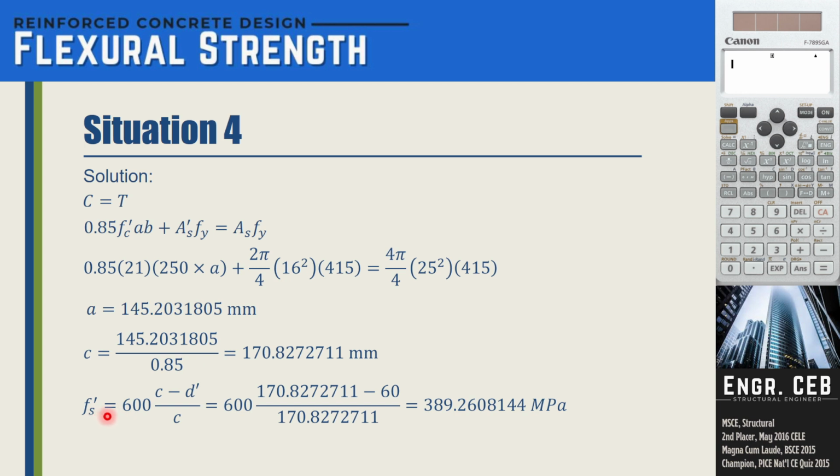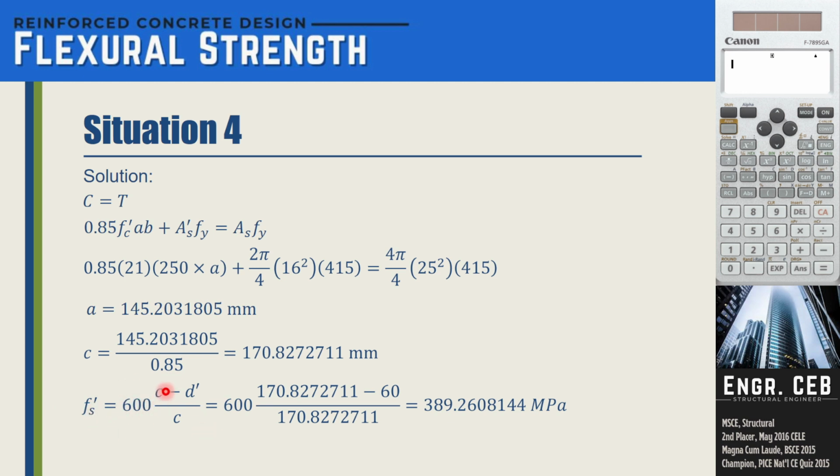Okay? So we can now compute f prime s. So that is equal to 600 times c minus d prime over c. So that is 600 times 170.8272711 minus 60 over 170. Okay, so by the way, for the stress in the compression steel, this is the formula.